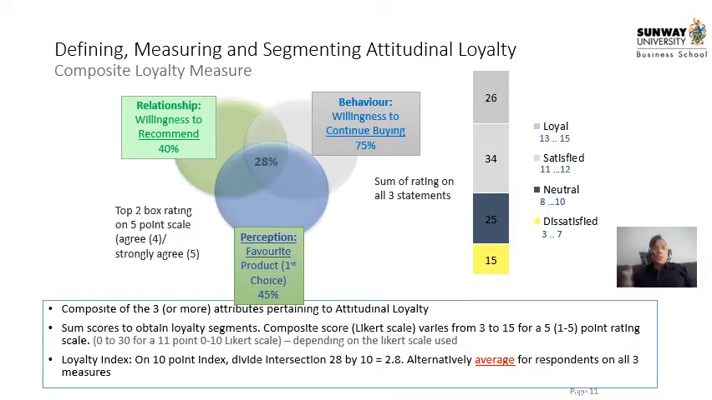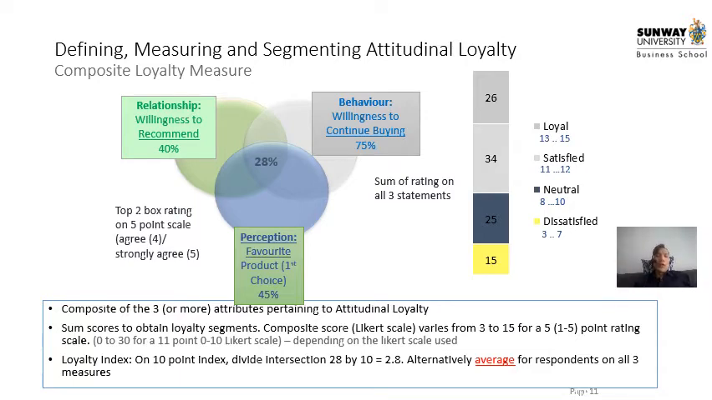So a composite loyalty measure could be in terms of relationships, which is willingness to recommend, behavior, which is willingness to continue to buy, and of course the perception, which is favorite terms of product choice. If you were to measure each of these separately on a Likert scale of 1 to 5, for example, then you can basically have a sum of, let's say, 0 to 15. Okay, if you're using 1 to 5, or if it's a 10-point Likert scale, then it's 0 to 30.